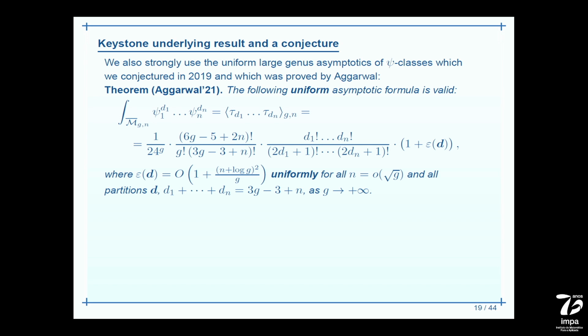And this theorem of Aggarwal tells that all these numbers, numerically, can be represented by an expression in factorials with an error term which is uniformly small for all partitions d1, ..., dn, as soon as n is not too large compared to g. So for me, the best comparison is the Stirling formula.